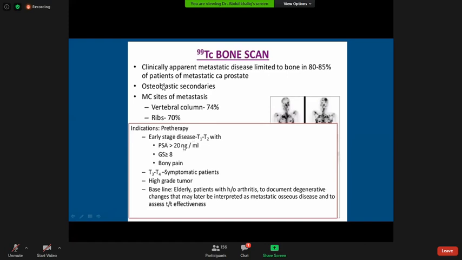Early stage disease, PSA more than 20, Gleason score of 8, bone pain, T3, T4 disease, a symptomatic patient, high grade tumor, baseline. In an elderly patient with a history of arthritis, to document degenerative changes that may later be interpreted as metastatic osseous disease, and to assess treatment effectiveness. Sometimes the patient presents only with a fracture of the bone, but they are not yet diagnosed with cancer of the prostate.